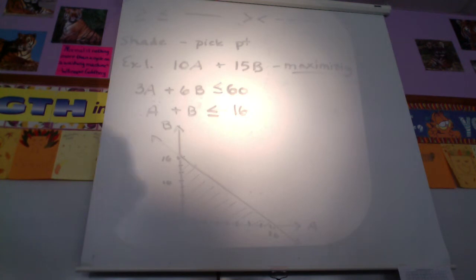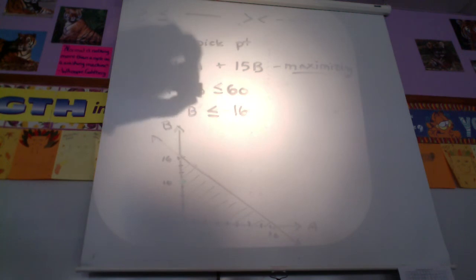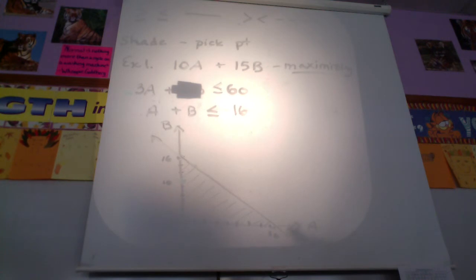I'm going to do the next one in green. If I do the cover-up method here, if A is 0, B would have to be 10. If B is 0, then A would be something I haven't grabbed: 18, 20. So I need to draw a line here. And is 0 plus 0 less than or equal to 60? Yes. I'm going to shade down.